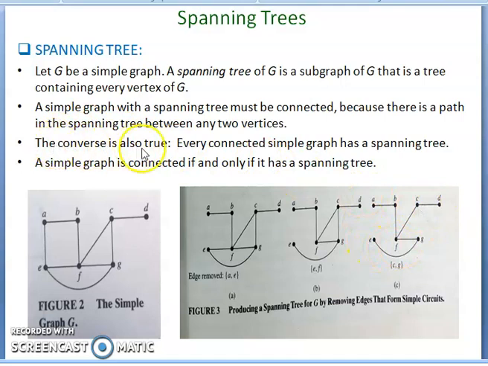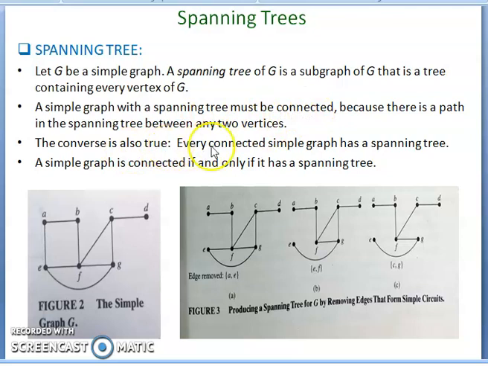And the converse is also true. A simple graph with a spanning tree must be connected, because there is a path in the spanning tree between any two vertices. There is a path between any two vertices, that's why it is connected. A simple graph with a spanning tree must be connected.